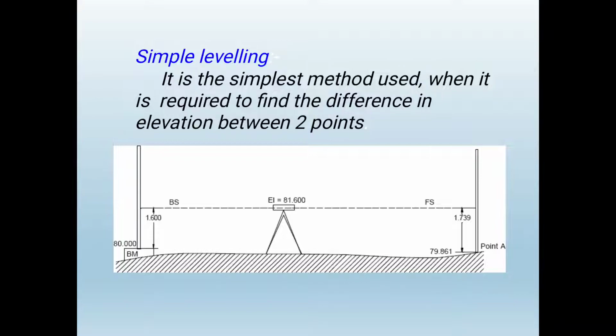Simple leveling. When the difference of level between 2 points is determined by setting the leveling instrument midway between the points, the process is called simple leveling. Suppose A and B are 2 points whose difference of level is to be determined. The level is set up at O, exactly midway between A and B. After proper temporary adjustment, the staff readings on A and B are taken. The difference of these readings gives the difference of level between A and B.